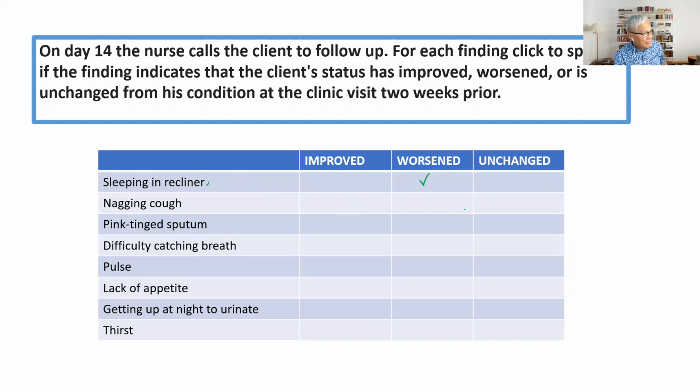Nagging cough. Improved, worsened, or unchanged? I would say unchanged. I don't remember what cough he had before. Yeah, but if you're having cough now, what does that mean? You have congestion in your lungs, right? So worse, this is worsened. Pink tinge sputum. That's not good. Worsen. Difficulty catching breath. Worsen. He's in bad shape. He needs to come back.